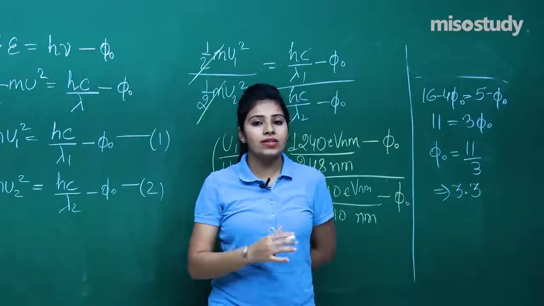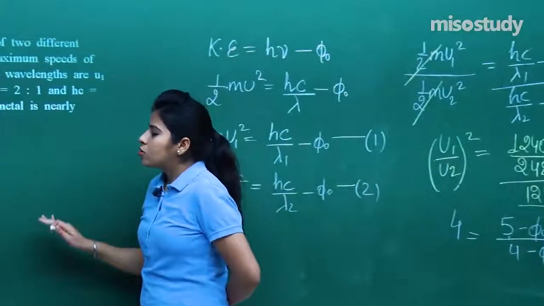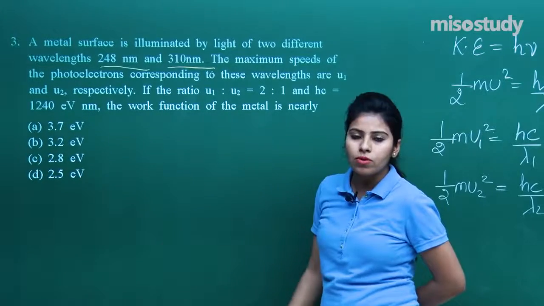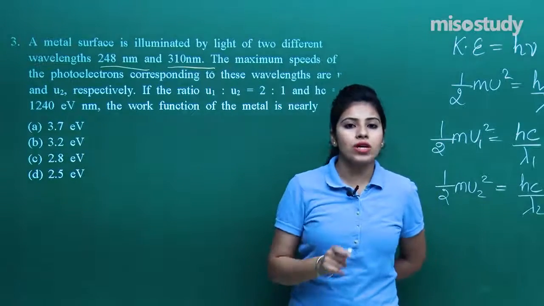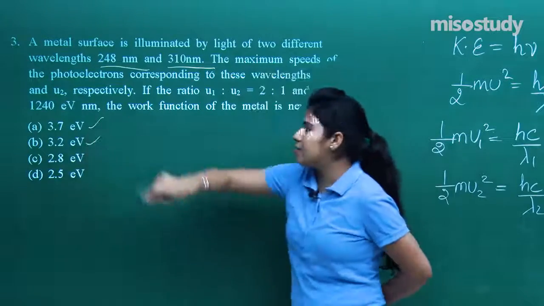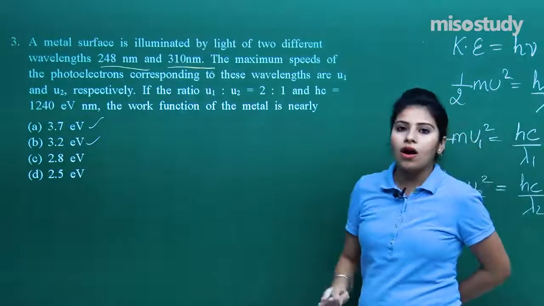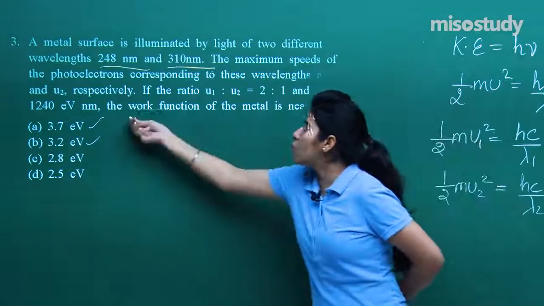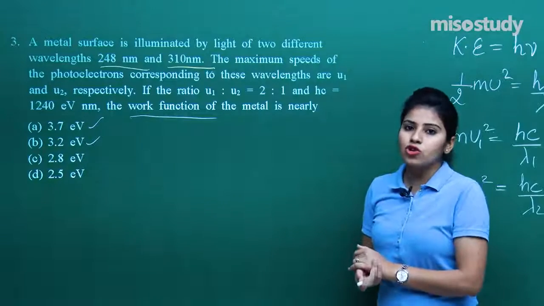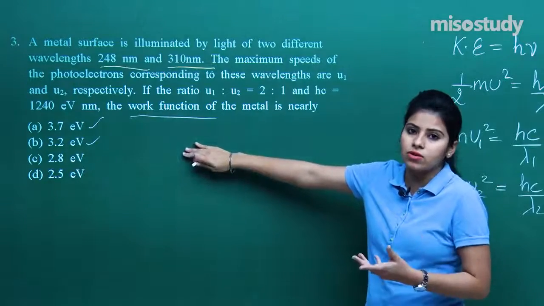Now let us see whether there is any such option available in the question. We can see that there are two options, 3.7 and 3.2. If you do the correct calculation, you will get one particular value amongst these. Definitely it will come in the range of 3, because we have seen that the work function phi was coming in this range, but the correct calculation will take you there. So you have to do the calculation and then you will find your correct answer.